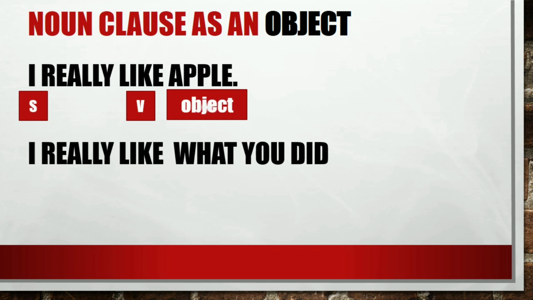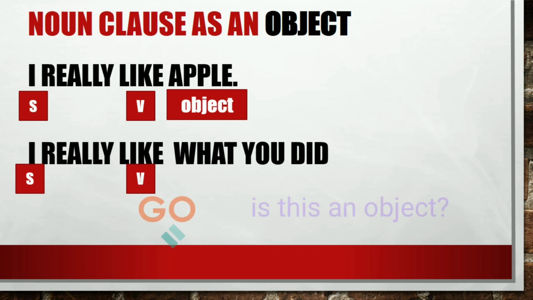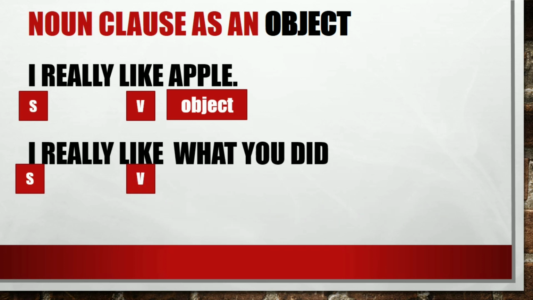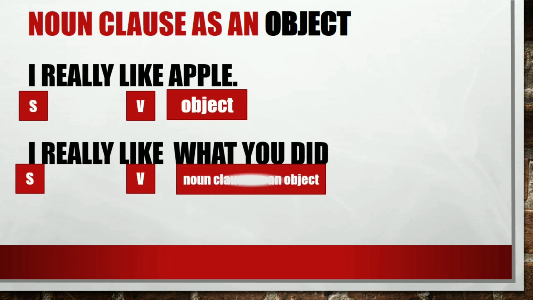Okay, let's analyze a more complex sentence. I really like what you did. It's clear that the subject is I and the verb is like. How about the object? As I said, the object is written after the verb. So, does it mean that what you did is an object? Is it really the object of the sentence? Yes. What you did is an object. But why is there subject you and verb did there? We have to see what you did as one package. It is a noun clause as an object.